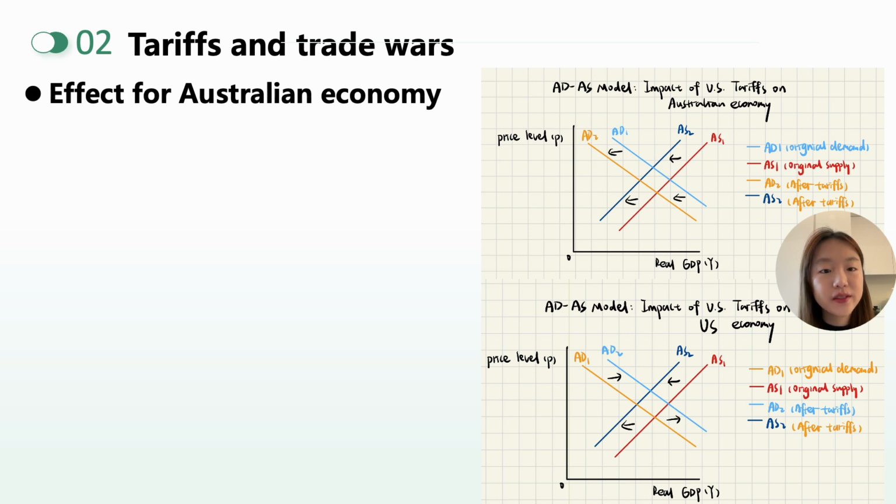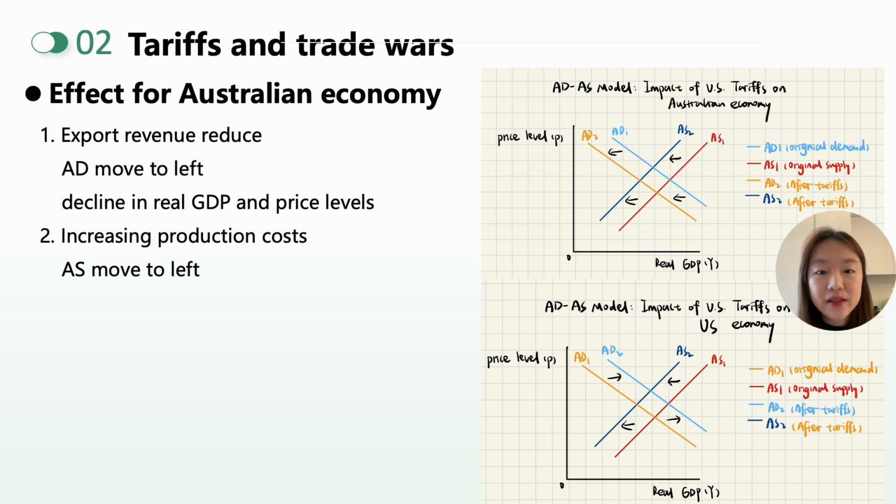Now let's move to the second part, tariffs and trade wars. From the perspective of Australia, it will indirectly affect Australia's exports. Therefore, it will reduce the export revenue of Australia, which will make AD decrease and shift left. Some Australian companies rely heavily on importing raw materials or intermediate products from the US. The imposition of tariffs will highly increase production cost, making AS move to the left.